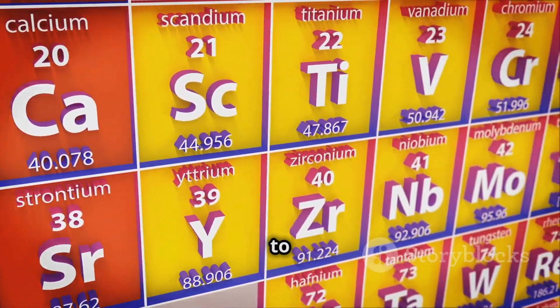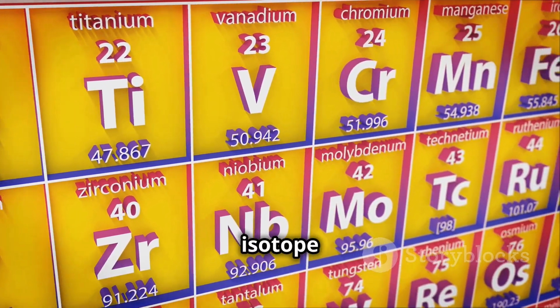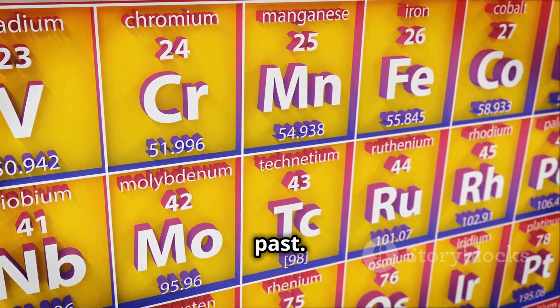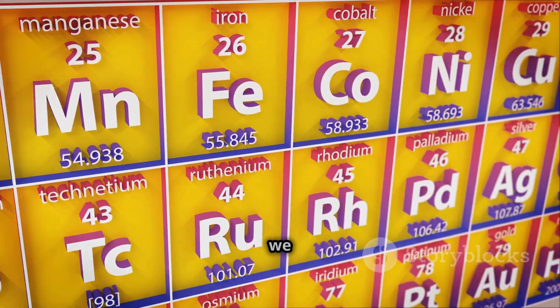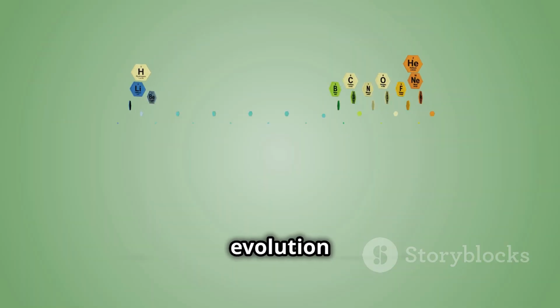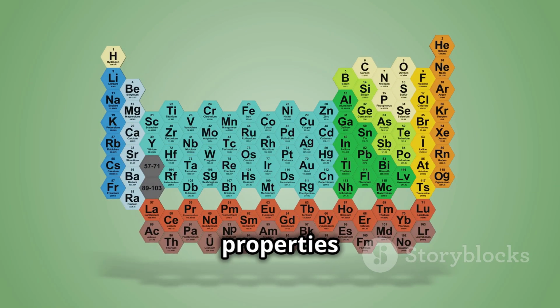From carbon-14 to uranium-238, each isotope is a key to understanding the past. Thanks to these methods, we can better understand the history and evolution of our planet. These amazing properties of isotopes are a true revolution in science.